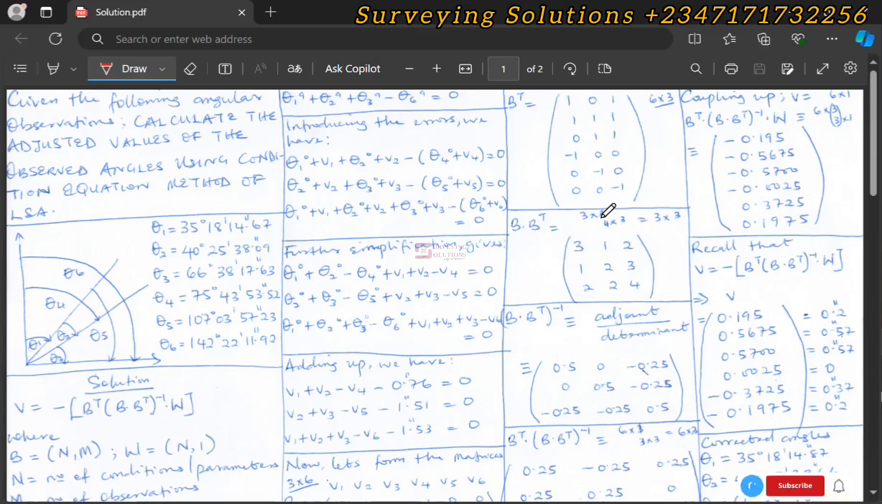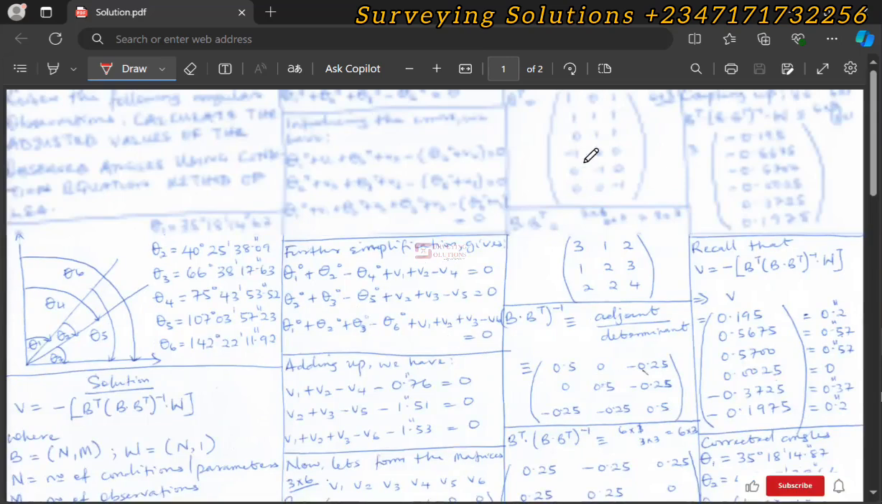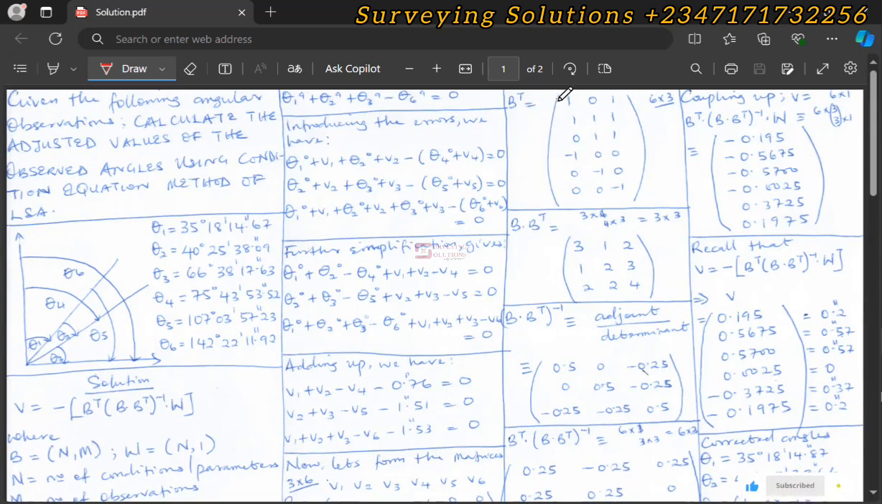The essence of having the dimensions of the matrix is that it helps us know what the product of the multiplication of two matrices will be. Since matrix B is a 3 by 6 matrix, which we have seen here, and matrix B transpose is a 6 by 3 matrix, their product will return a 3 by 3 matrix, right? So for this product of B and B transpose, we are going to define a 3 by 3 array.